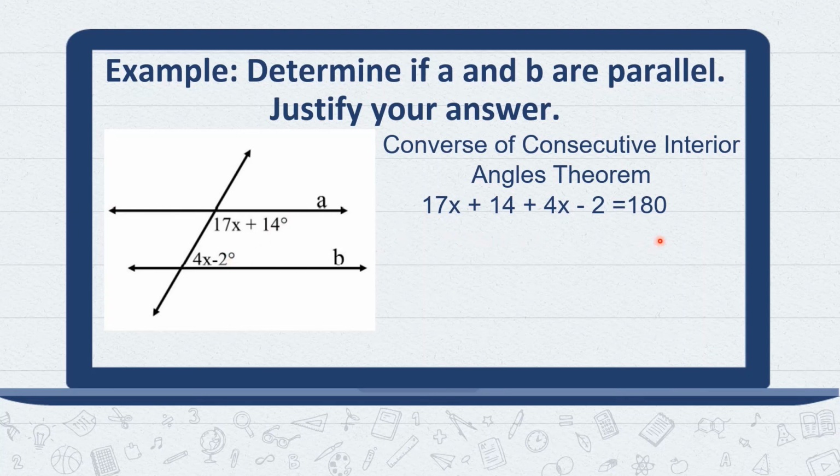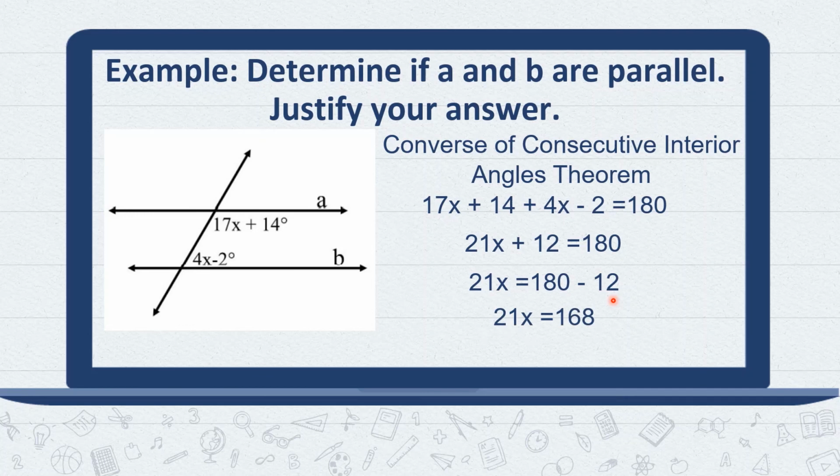Now combine similar terms. We have here 17x plus 4x is 21x, 14 minus 2 is 12, then equals 180. Now combine 12 and 180, so we have 21x equals 180 minus 12. So we have here 21x equals 168. To solve for x, we divide both sides of the equation by 21 and we get x is equal to 8.